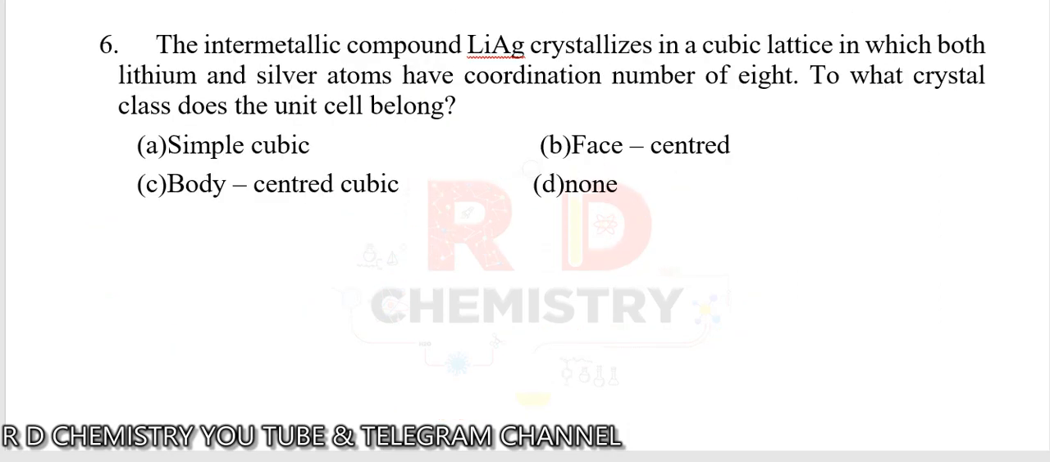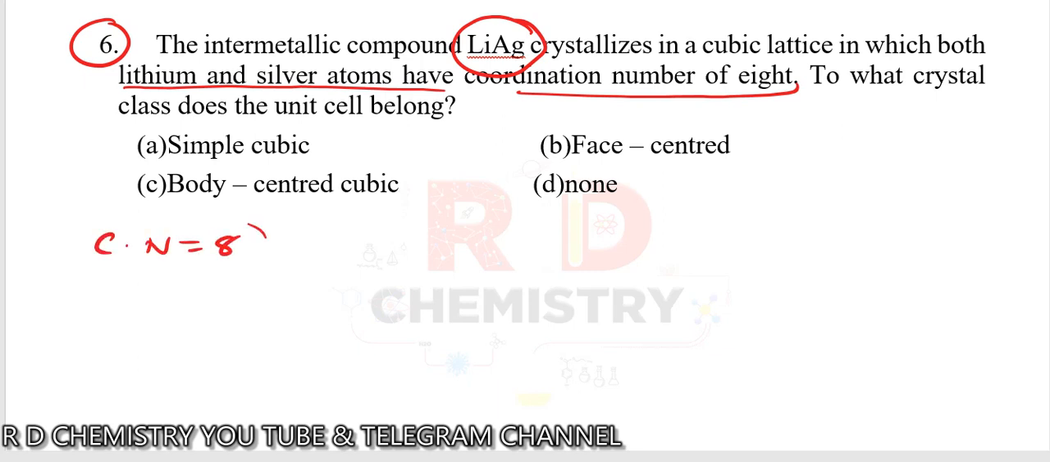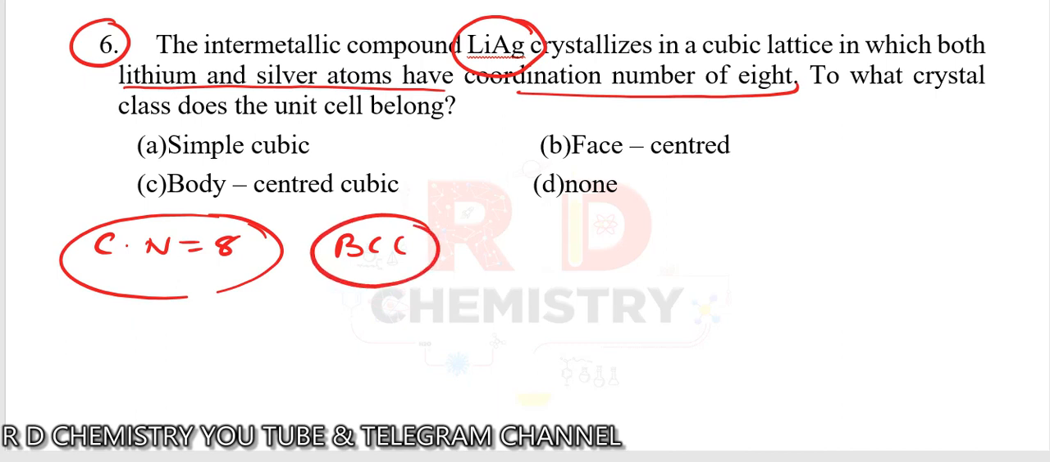Question number 6. The intermediate compound lithium silver crystallizes in the cubic lattice in which both lithium and silver atoms have coordination number equal to 8. To what crystal class does the unit cell belong? Now, if the coordination number is equal to 8 for both, then it must be a BCC lattice. Remember that. So the answer is option number C.